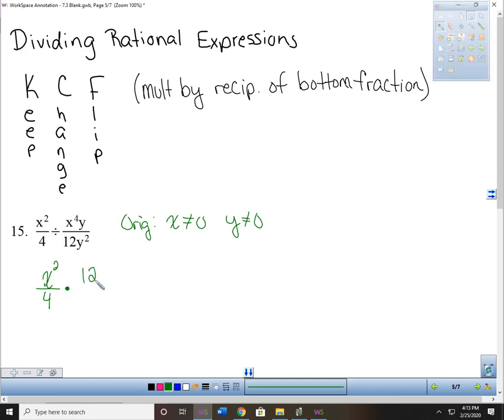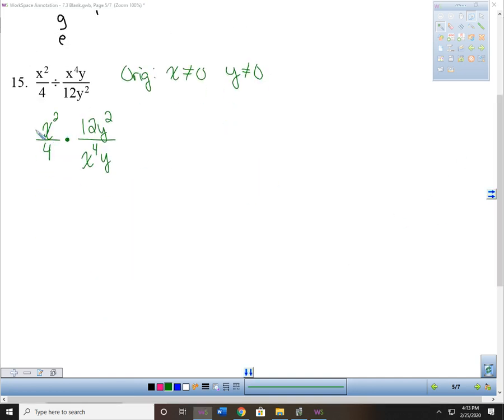So now the 12y squared is on top, and the x to the 4th y is on bottom. Now it's exactly what we've been doing. It's just a multiplication problem. All right? So I'm going to multiply across. 1 times 12 is 12. I have an x squared and a y squared. And then on the bottom, 4 times 1 is 4, and then x to the 4th and a y.